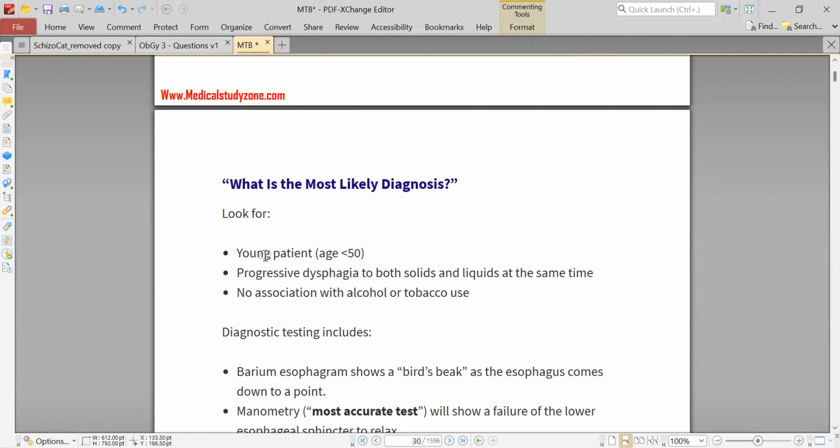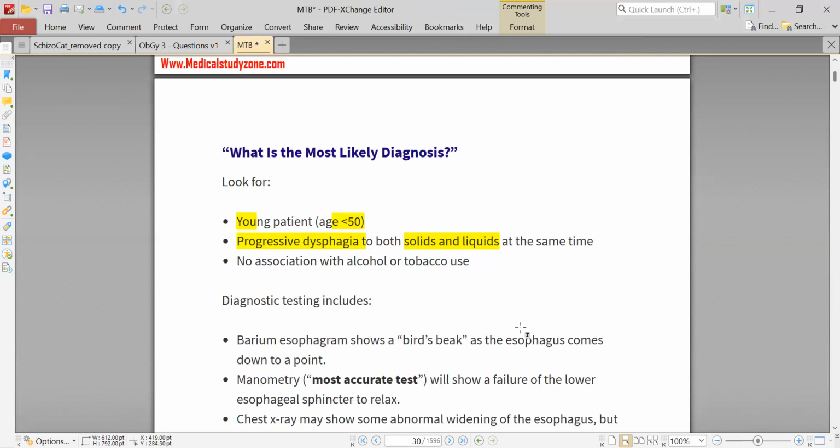The patient is usually young, less than 50 years of age. Progressive dysphagia is there, dysphagia to both solids and liquids. Whenever we see dysphagia to both solids and liquids, then it is actually a motility disorder. Motility disorder means achalasia cardia or diffuse esophageal spasm. So this should come to our mind: dysphagia to both solids and liquids.